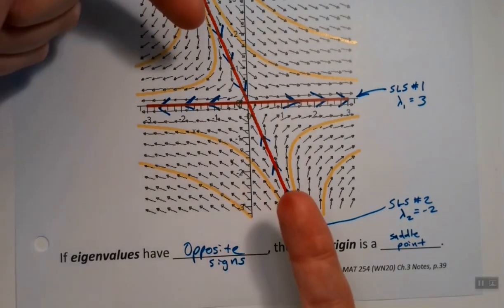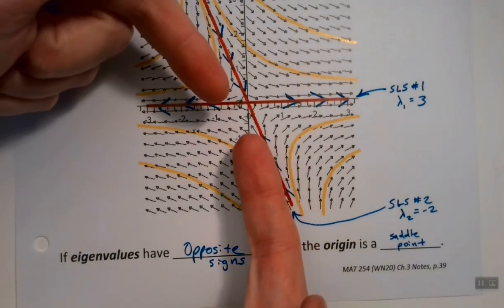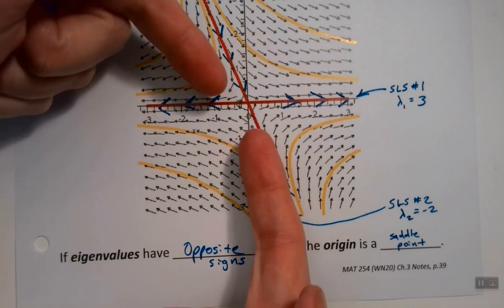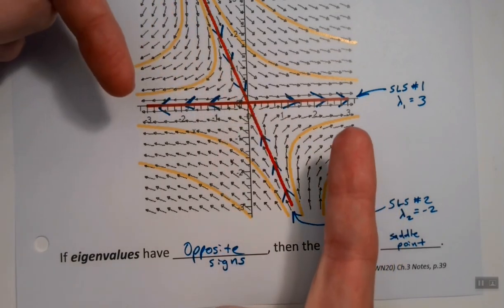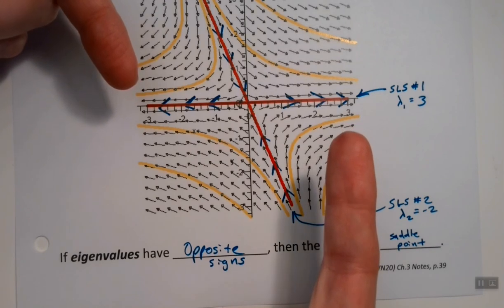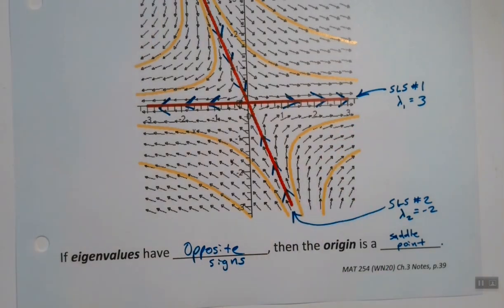It's stable in the sense that along this direction, things want to head to the origin, but as soon as they get close, if they're not right on that straight line solution, then they're just going to slide off and zoom along the other straight line solution. So we've seen 3 different circumstances where both are positive, both are negative, and both are different signs.